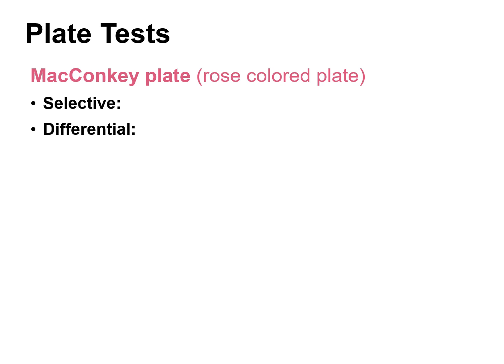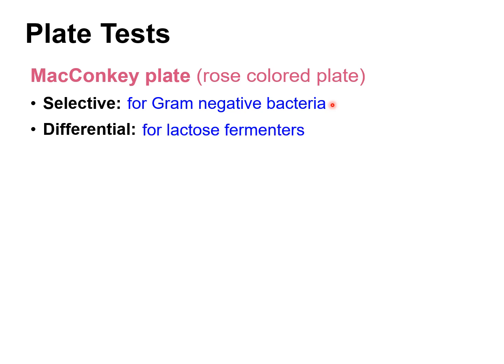There is another medium that we use, and this is the MacConkey plate. The MacConkey plate starts off as that rose colored plate. Now, the MacConkey plate is selective, so again, it selects for gram-negative. Gram-negative bacteria can grow on an EMB plate, and they can grow on a MacConkey plate. Gram-positives will not be able to grow on a MacConkey plate, and they won't grow on an EMB. It's also differential for lactose fermenters.